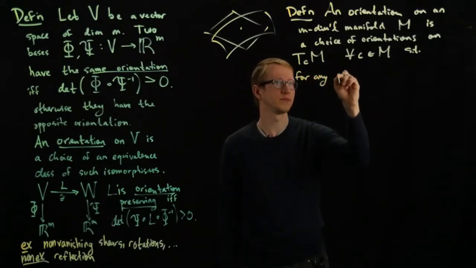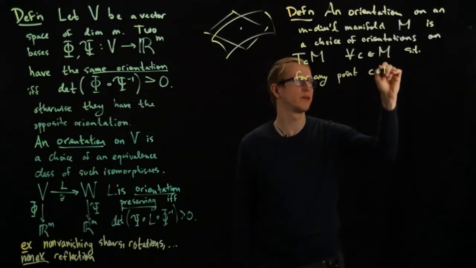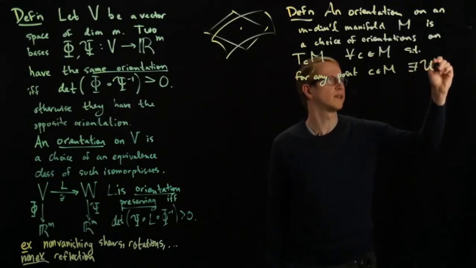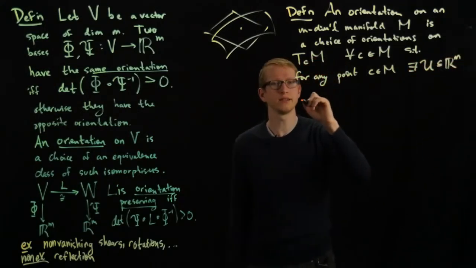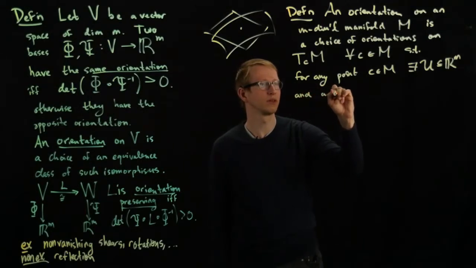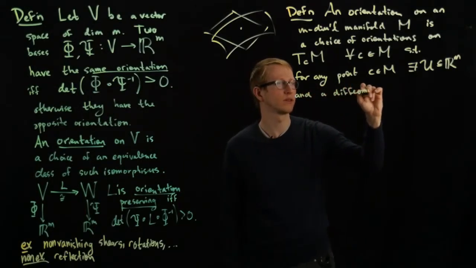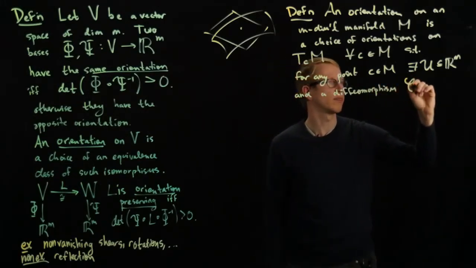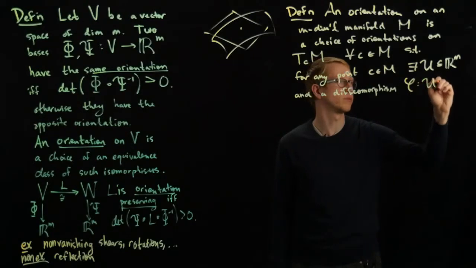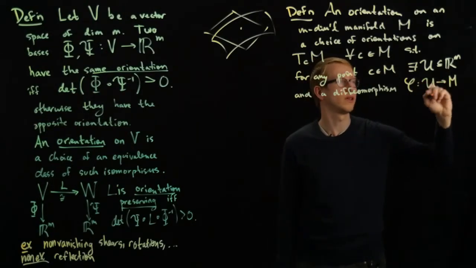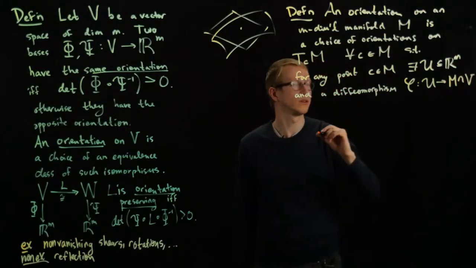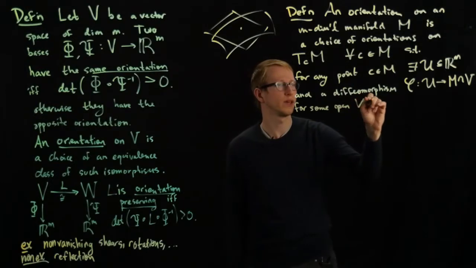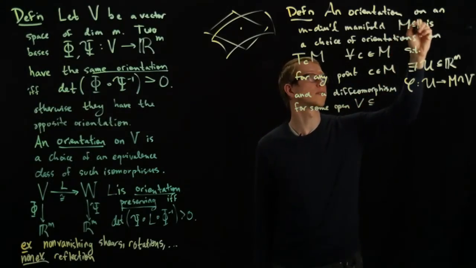such as c in M, there exists an open set U in R^m and a diffeomorphism, in other words, a parametrization phi, from U to M intersect V for some open V. And let's say the manifold M is in R^k.